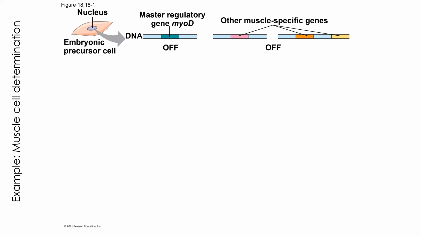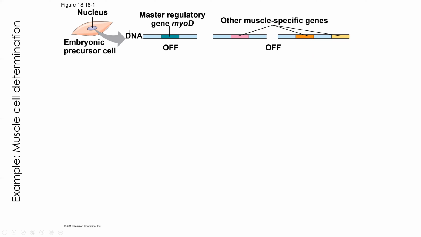Here we're looking at the path that a cell would take. This is an embryonic precursor cell. The cell at this point has endless potential. It can become anything, but we're going to make it become a muscle cell. There are a few things going on here. We have to think about what it means to be a muscle cell.